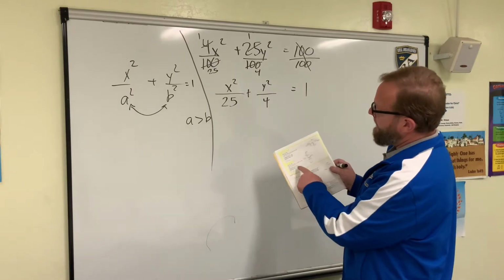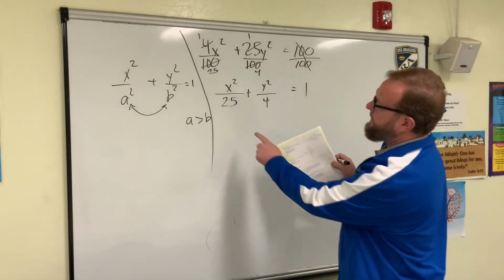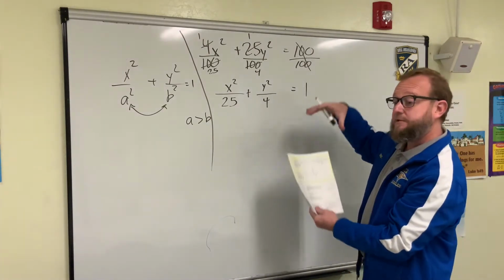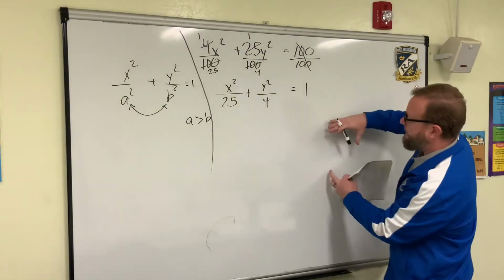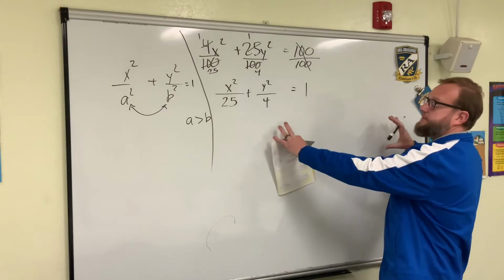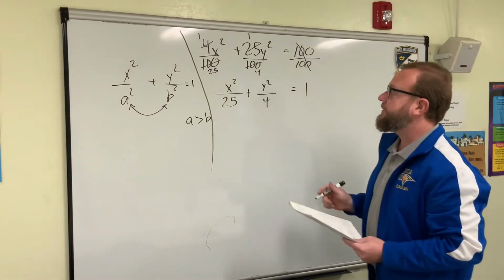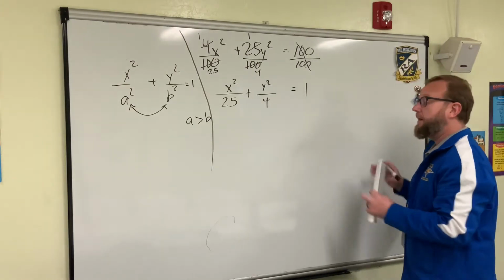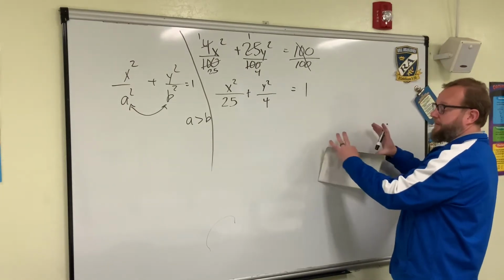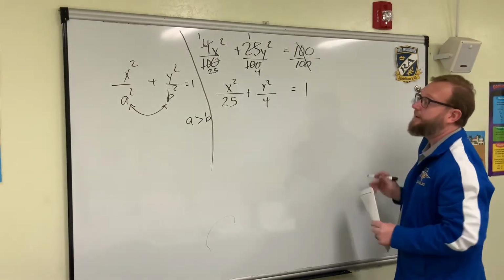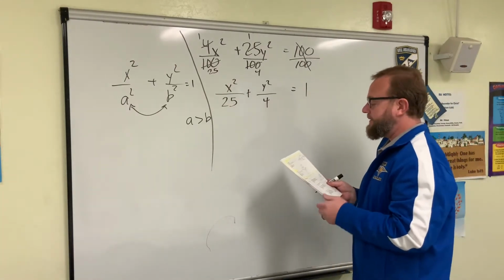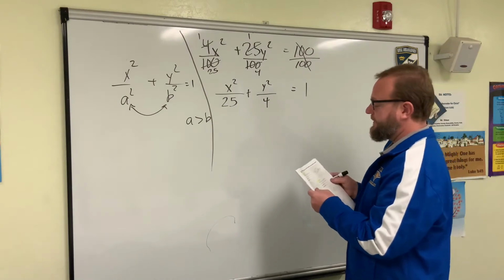And again, we learned that which number is the bigger one determines the shape of my ellipse, whether it's going to stretch this way or that way. So which way is this one going to stretch? Along the x-axis, right? It'd be bigger this way, not this way. And we know that because the 25 is under the x squared. Now we've got a good starting point.